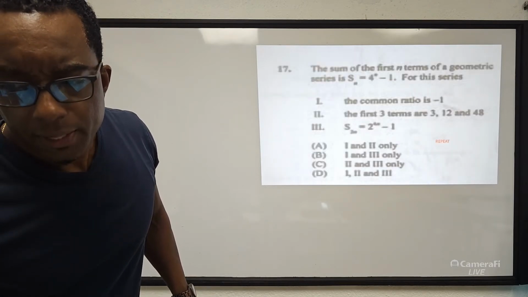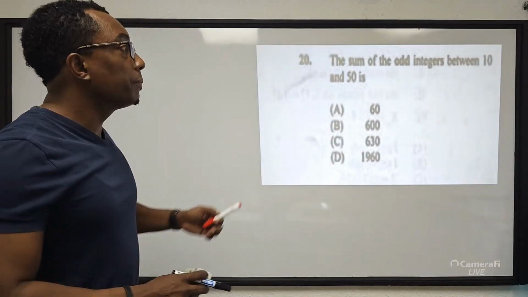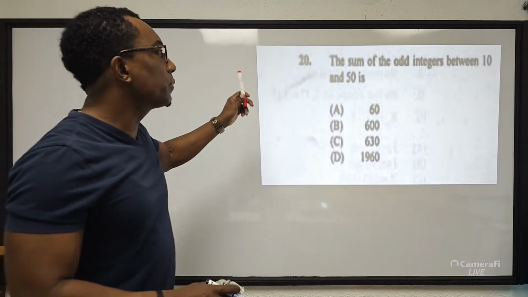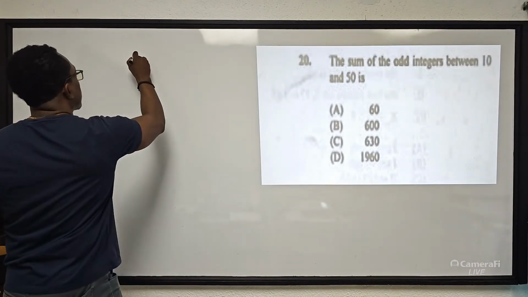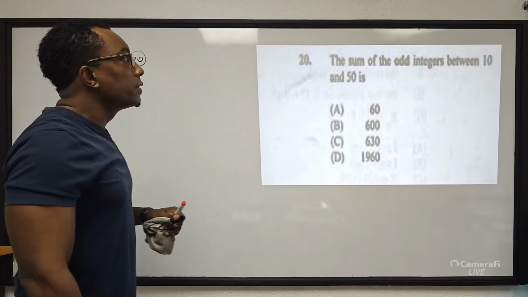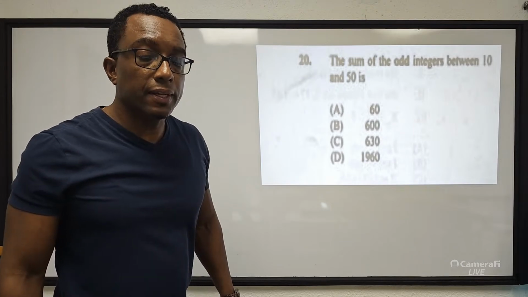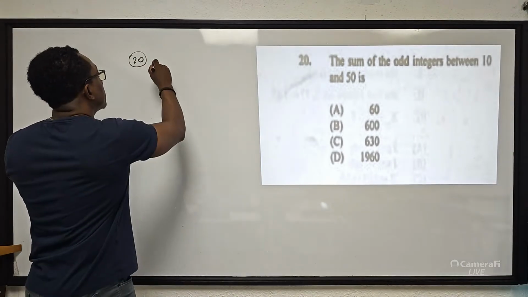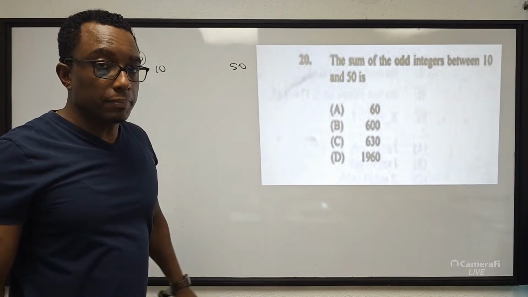Alright, anyway, let's move on to 20. So we created the PowerPoint, I would have left out 18 and 19, but that's okay. Let's jump to 20. The sum of the odd integers between 10 and 50 is... So you want the sum of odd integers between 10 and 50.